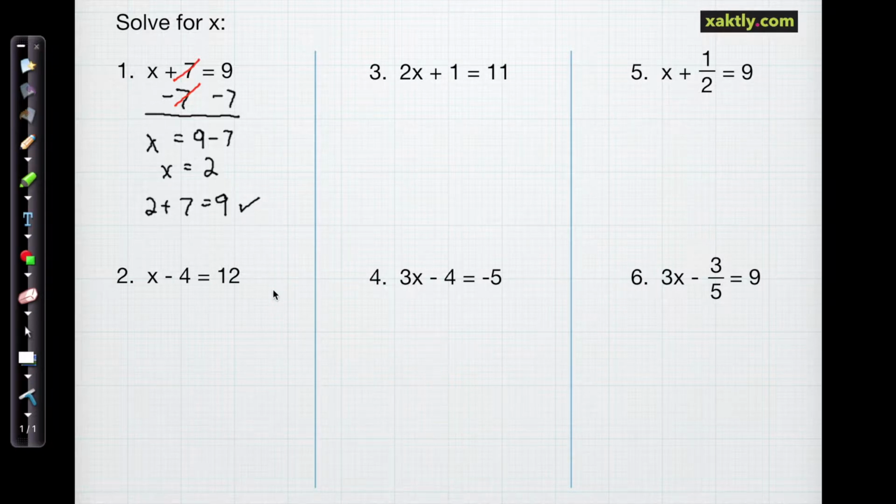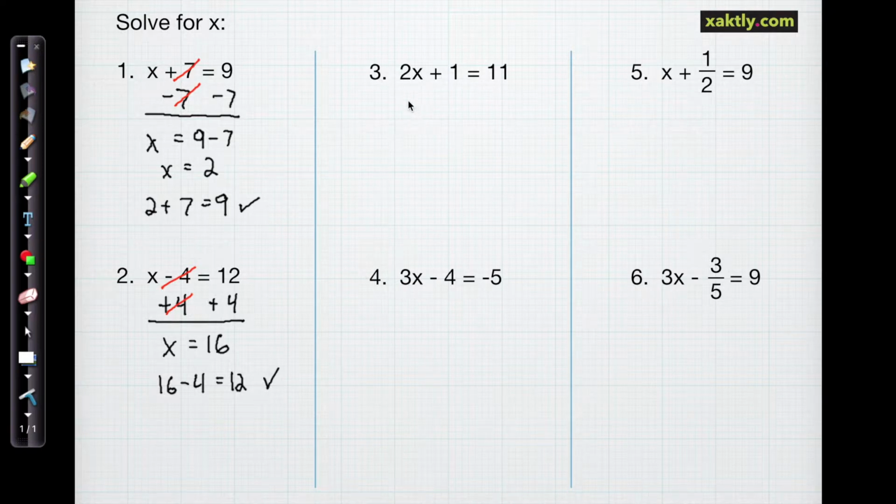Now for the next one, there's a 4 subtracted from x, and we need to get rid of that in order to get x by itself. So we're just going to add 4 to both sides. When you add 4 and negative 4, you get 0, so you really have x plus 0, or just x on the left. And on the right, it's 12 plus 4 is 16, and so x is equal to 16. Check that out by just plugging it back in, and you get the answer you expected.